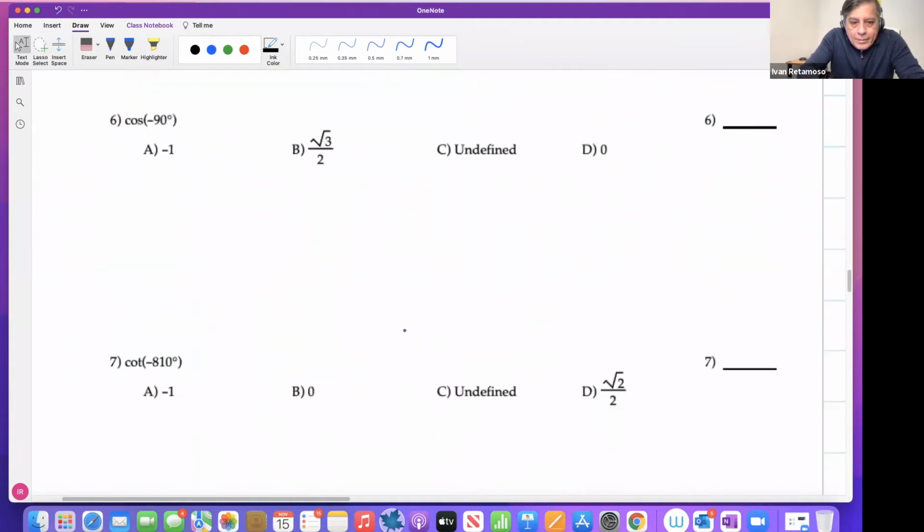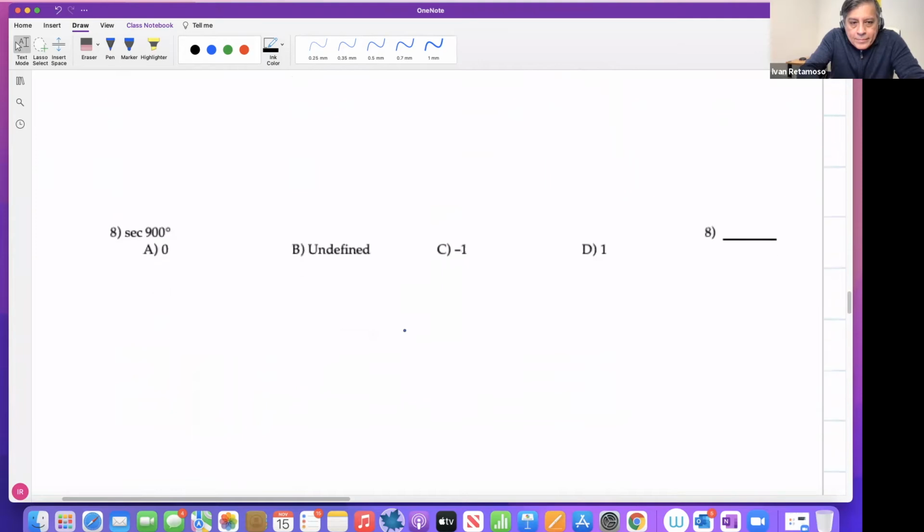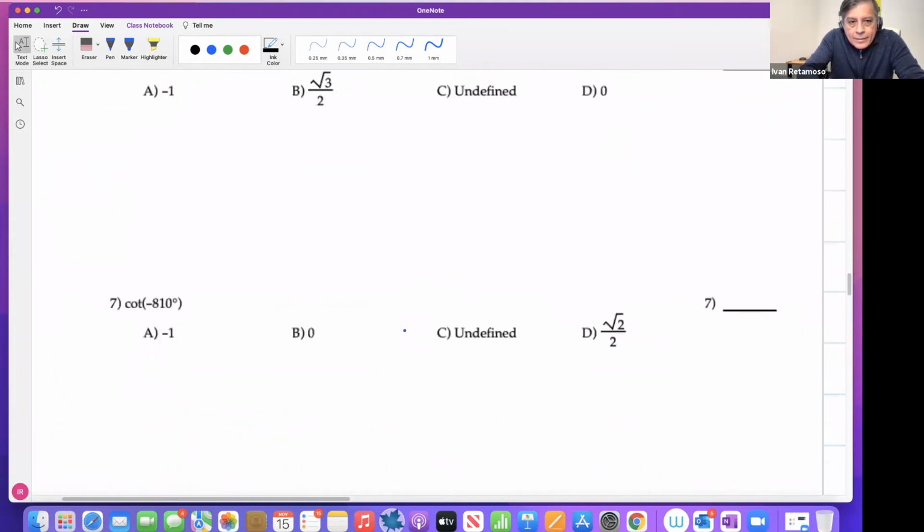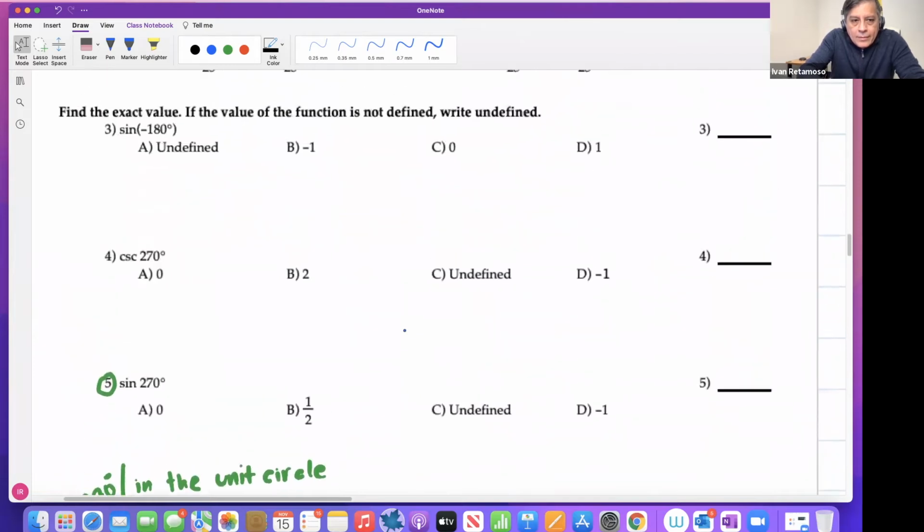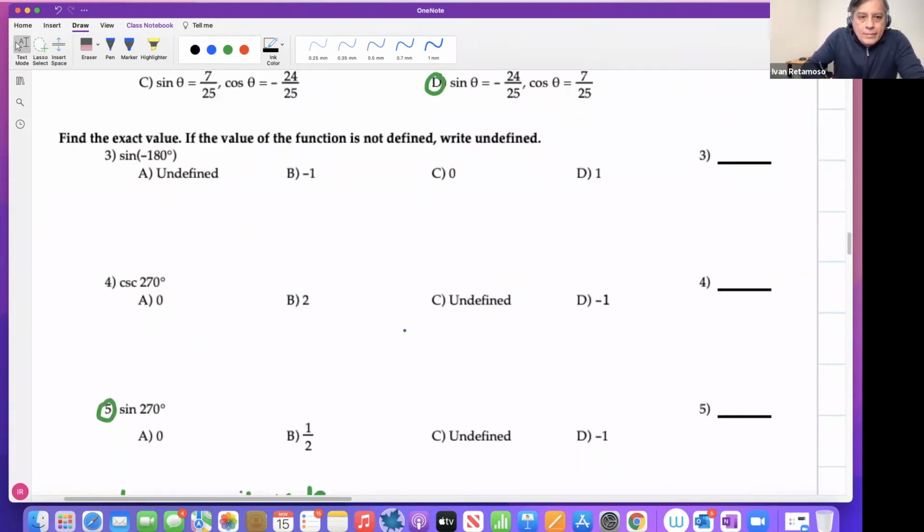Another one here, maybe you can try this one. Can you try this one, the first one, number 3? Sine of minus 180 degrees. I'm gonna do the diagram for you to figure it out. On the unit circle, we're talking about this point, right? This one, negative 180 degrees goes like this. There. And the coordinates are minus 1, 0, right?